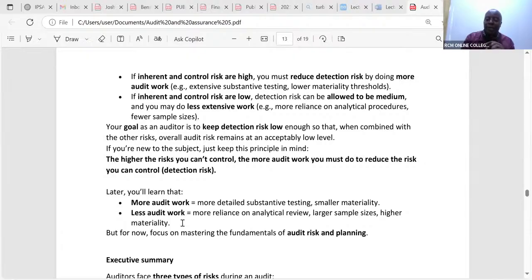Now, ladies and gentlemen, please listen to me very well. Materiality is a point of significance. It's a threshold. So if I want to do a lot of audit work, then it means that I test more transactions, a bigger number of transactions. How do I test a bigger number of transactions? By ensuring that this threshold is taken very, very low.